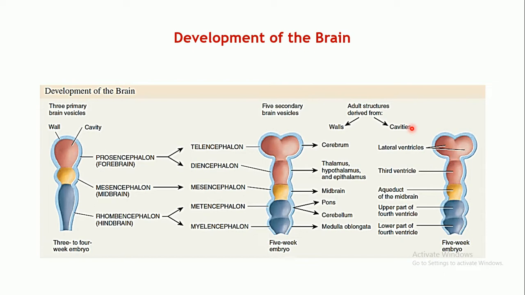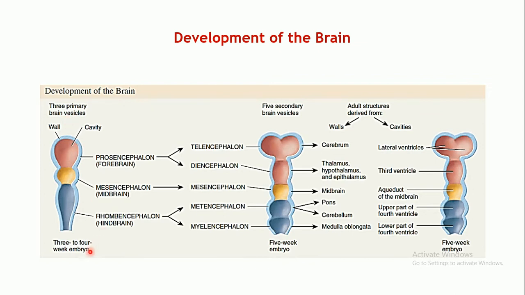Okay, to start with the brain, coming to the development of the brain. We'll just be discussing in brief how the development of the adult brain takes place. We'll just be briefing on which parts are derived from the specific type of vesicles which are present in the embryo.